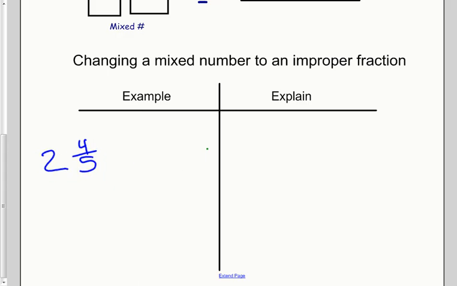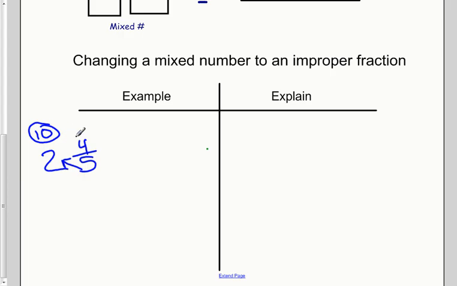All right, now this one has a nice little strategy as well. What we see here is we have 2 whole pieces, or 2 whole pies. Each pie is cut into fifths. So for every whole pie, I have 5 pieces. Since I have 2 whole pies, I have 5 plus 5, or 5 times 2. So our strategy is we're going to do the denominator times the whole number, and that gives us 10.